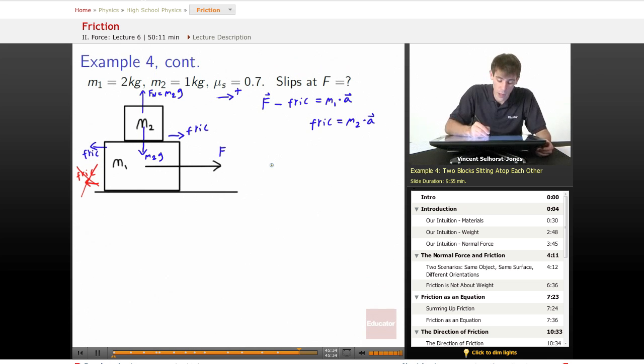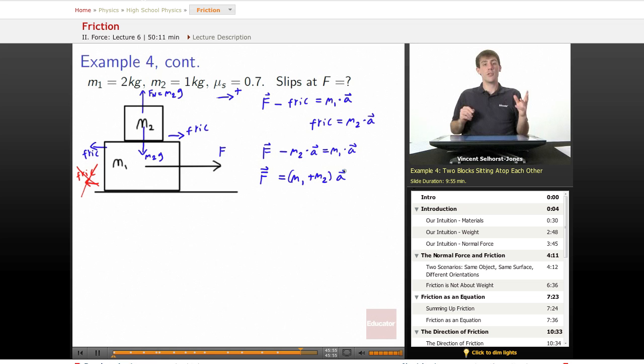So, F, we sub this in, we get F minus m2 times acceleration equals m1 times acceleration. So we've got that the force equals m1 plus m2 quantity times the acceleration, right? So that's how much force is necessary to give an acceleration to this, because it has to move both of the objects. It has to move the whole system.